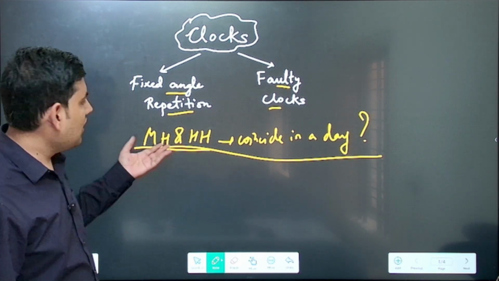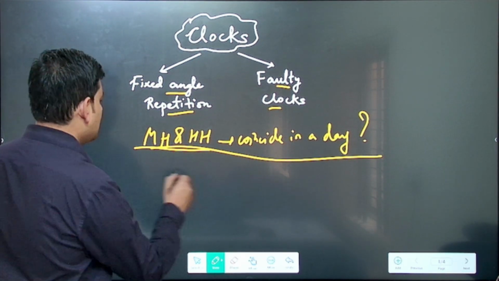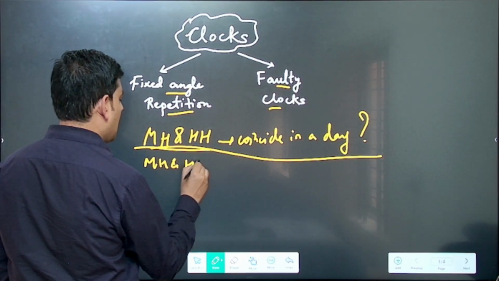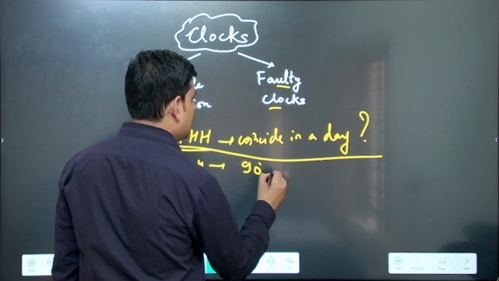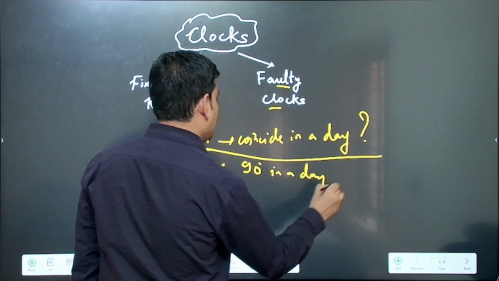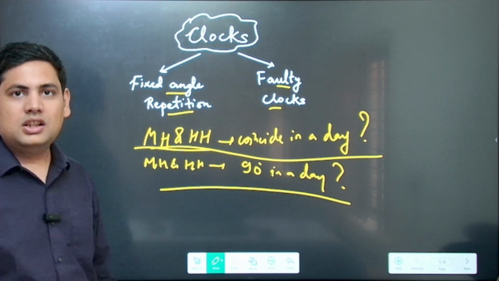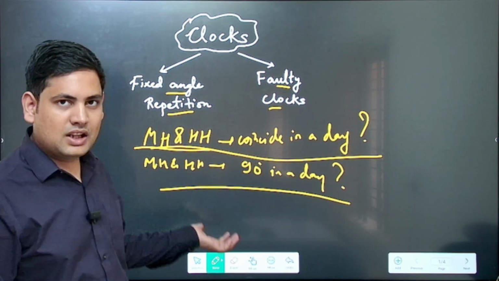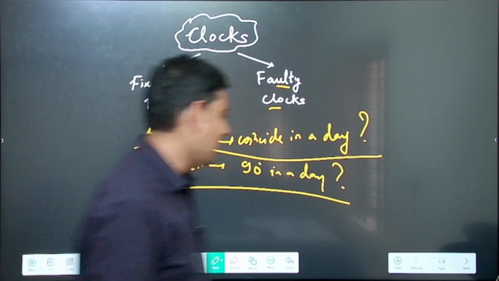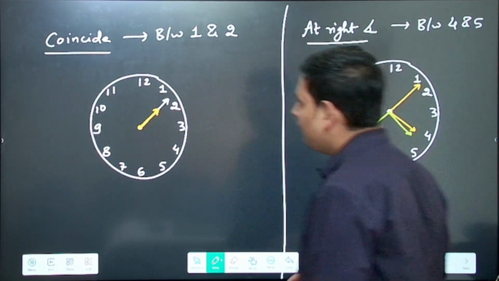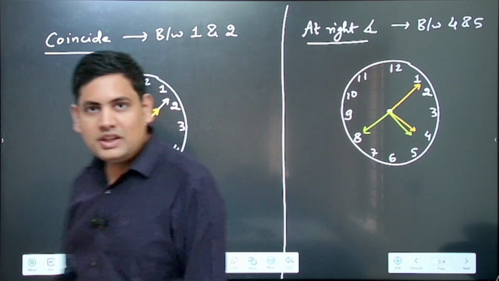Sometimes this is about coincidence, sometimes it may be about the minute hand and hour hand being at, let's say, 90 degrees in a day. So how many times are they at 90 degrees in a day? Questions like these are asked. How do you solve them? We'll understand.